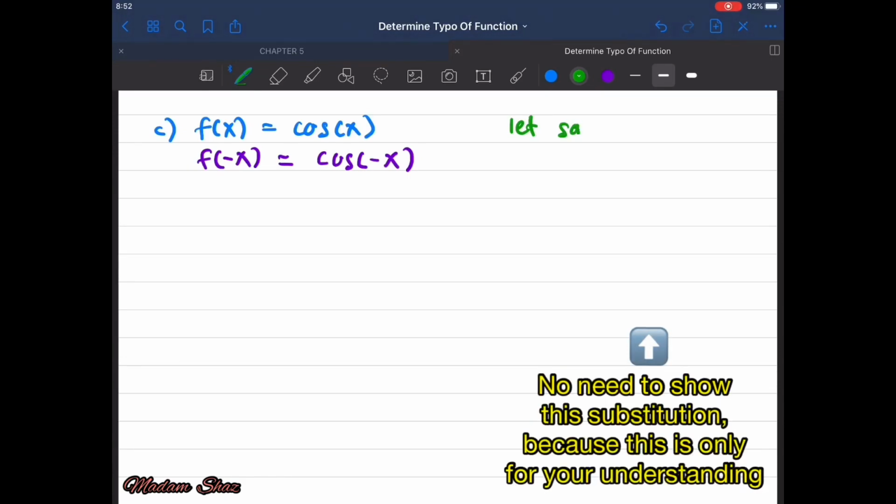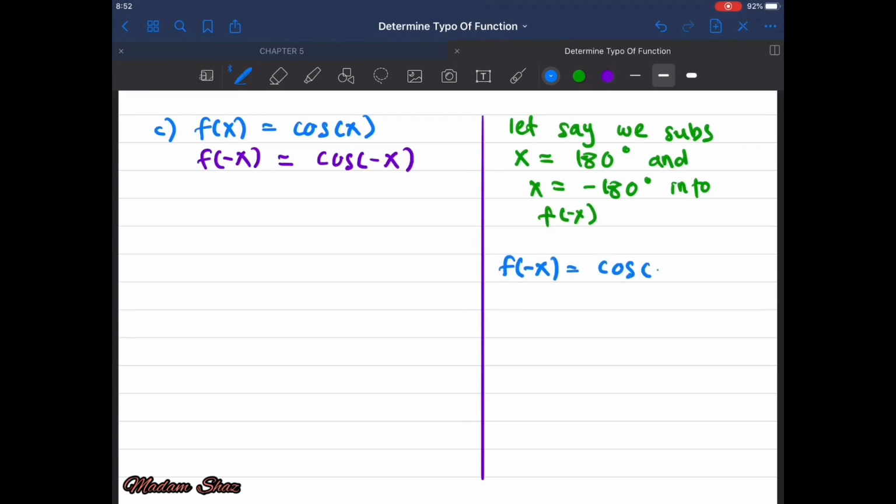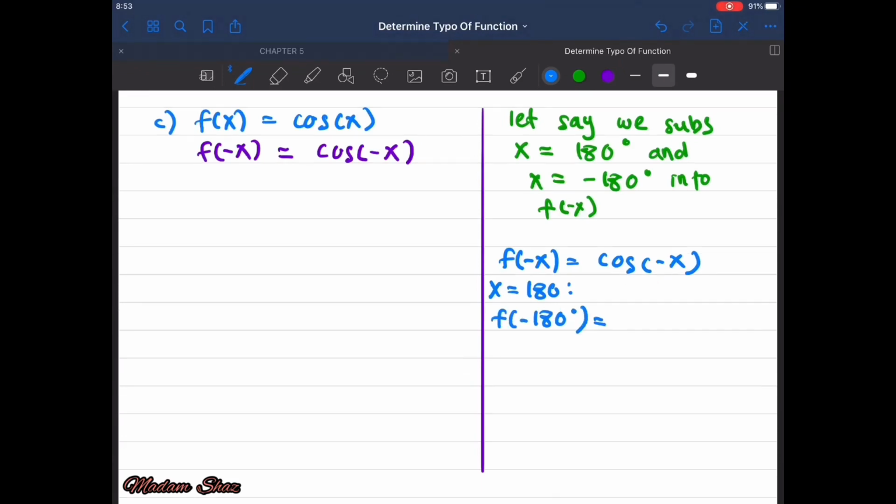Let's say we substitute x equal to 180 and x equal to negative 180 into f(-x). So our f(-x) is cos of negative x. When we substitute x as 180 into the negative x here, therefore f(-180) is equal to cos of negative 180, which is equal to negative 1.